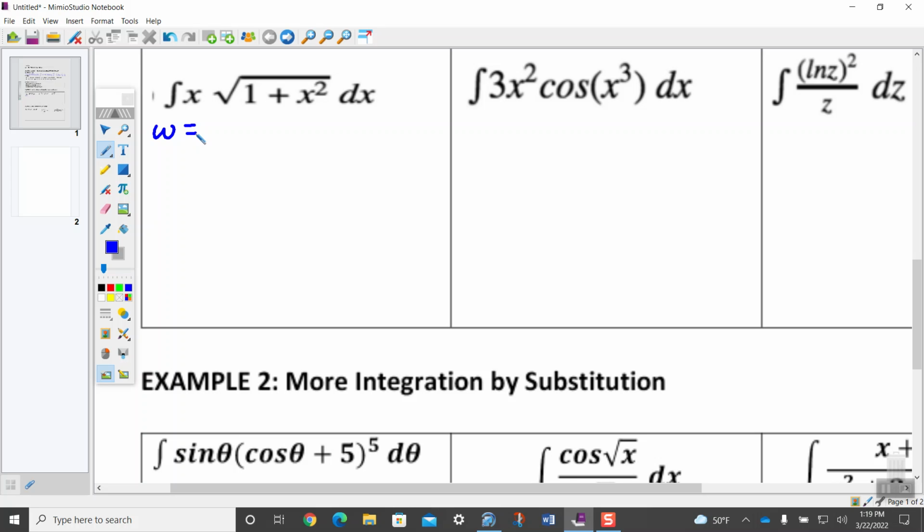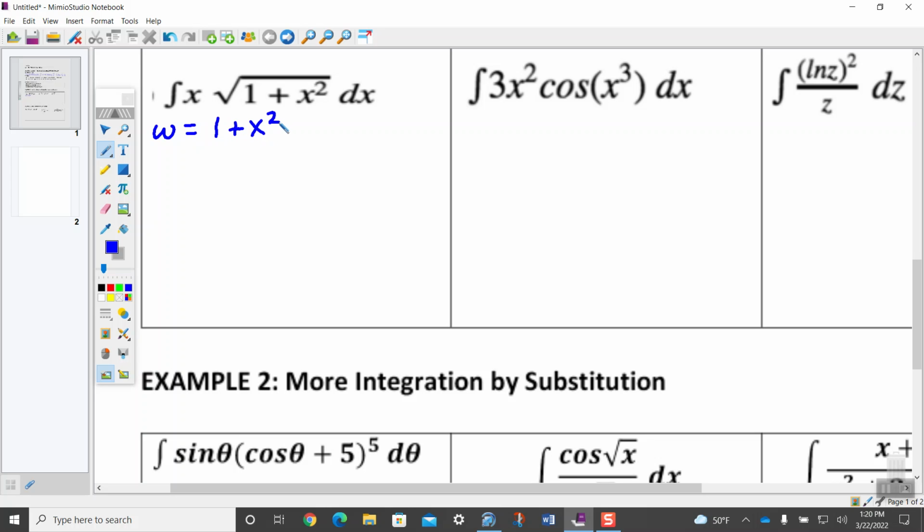So if I'm looking at x times the square root of 1 plus x squared, if you have something times the square root of something, the part that's typically under the square root is typically, not always, but typically, your w. So what part is underneath the square root sign here? 1 plus x squared.